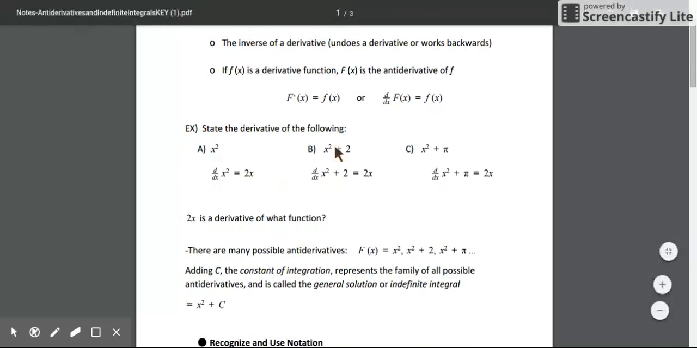Let's investigate that just a little bit further here. Let's take three examples of a function, and we'll find the derivative of each of these functions. The derivative of x squared is 2x. Going over to this function, if we find the derivative of this function, we get the same thing. The derivative is 2x. So different function, same derivative function. Same thing with part C here, this function x squared plus pi, its derivative is also 2x. So as you can see, the derivative is the same even though we have three different functions.